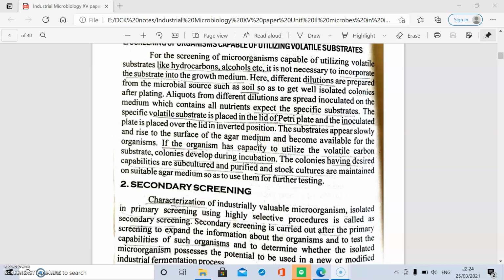The volatile substrate forms vapors, and these vapors are taken up by the colonies present on the agar surface. In this way the organisms get the vapors, and after incubation these produce colonies. Then the colonies which appear are subcultured, purified, and maintained as a stock culture.